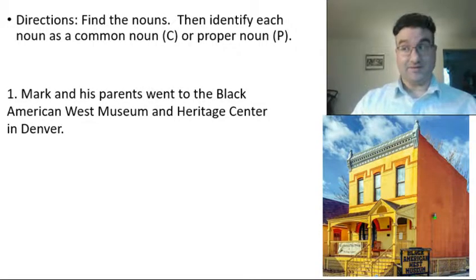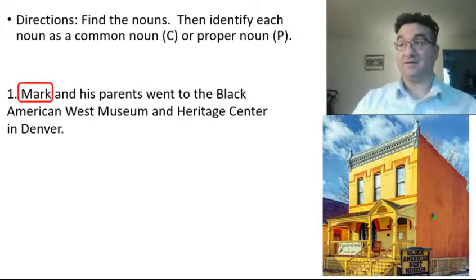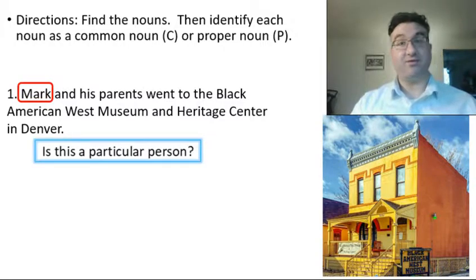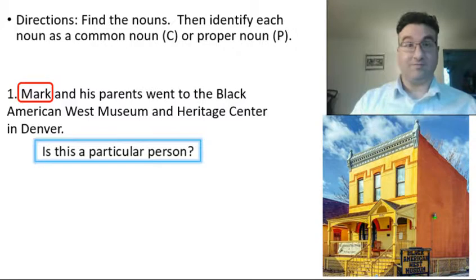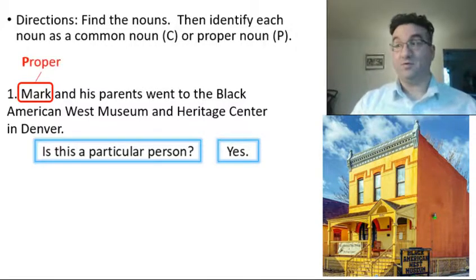Mark and his parents went to the Black American West Museum and Heritage Center in Denver. So first, we've got to find the nouns in there. Mark, and we'd ask, is this a particular person? Out of all the people, is Mark a particular person? Yes, and that's what makes it a proper noun, which we capitalize.